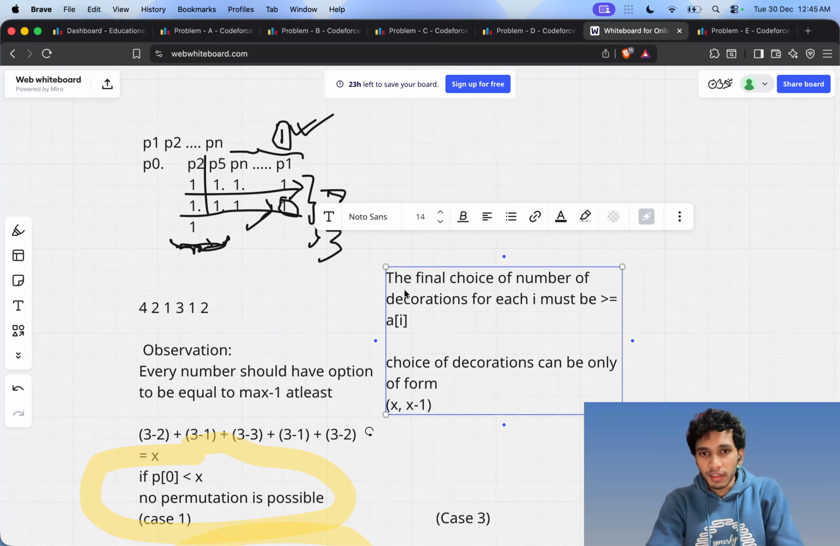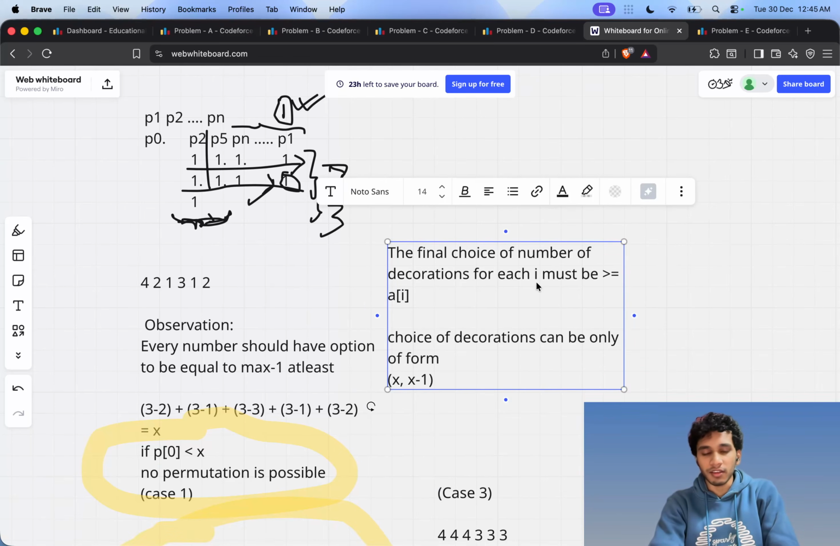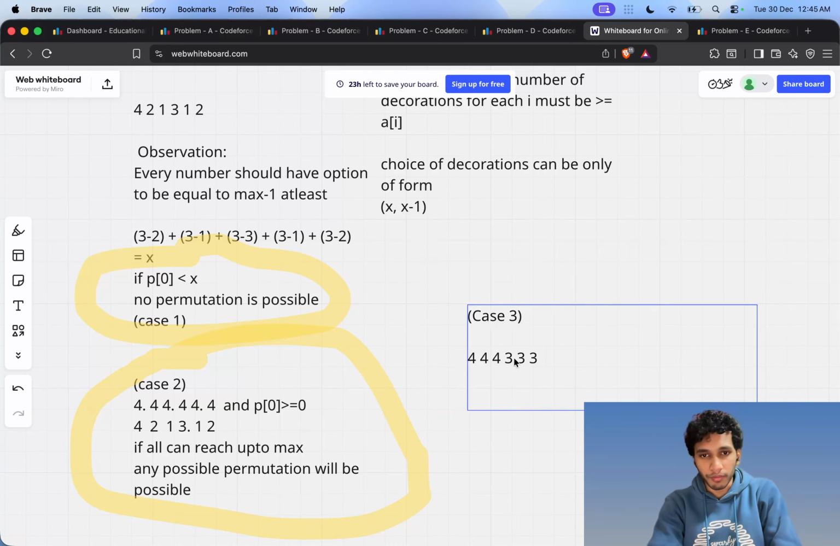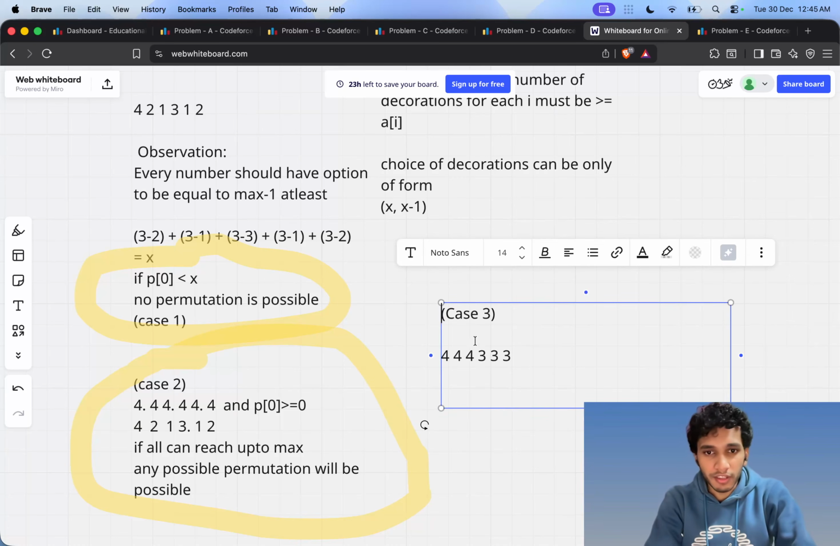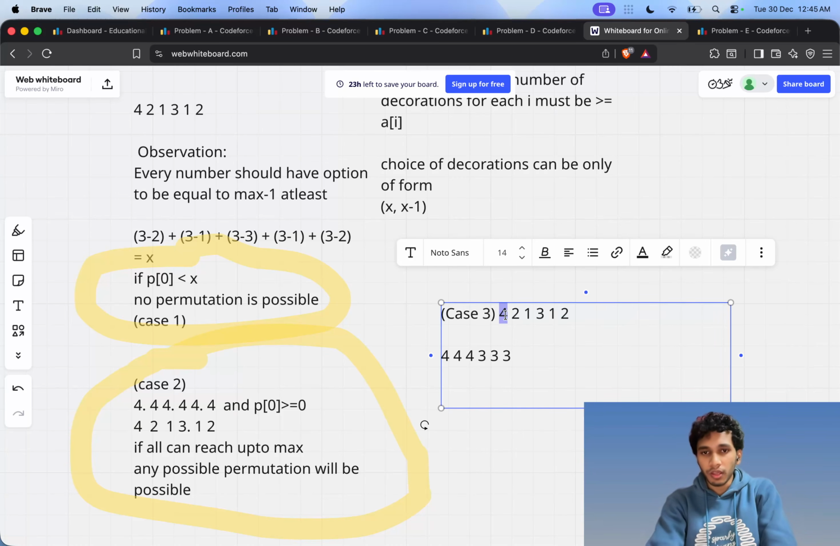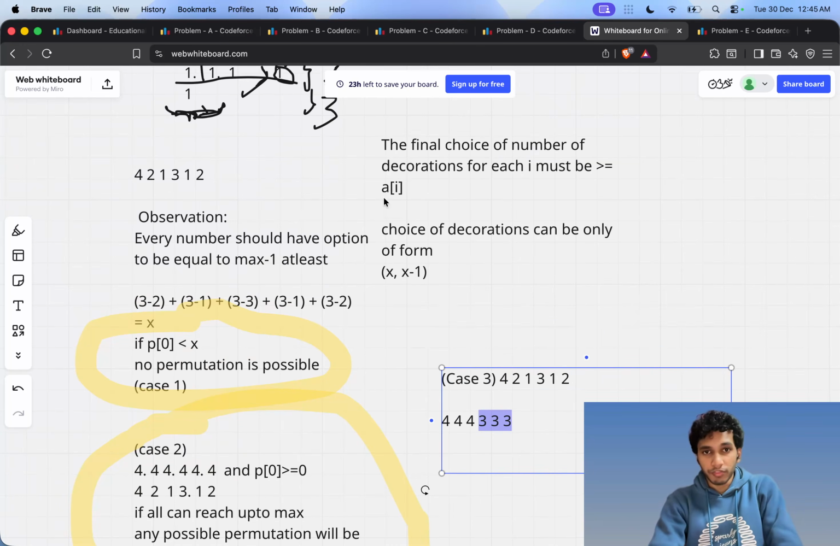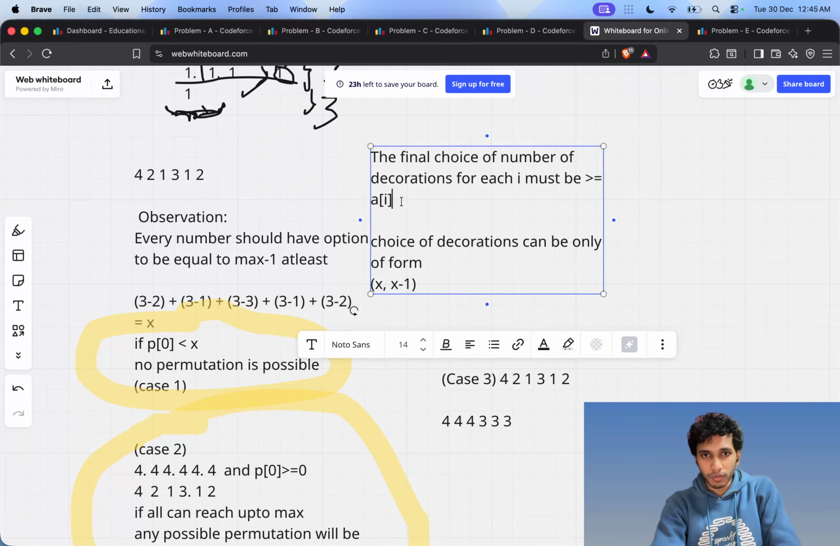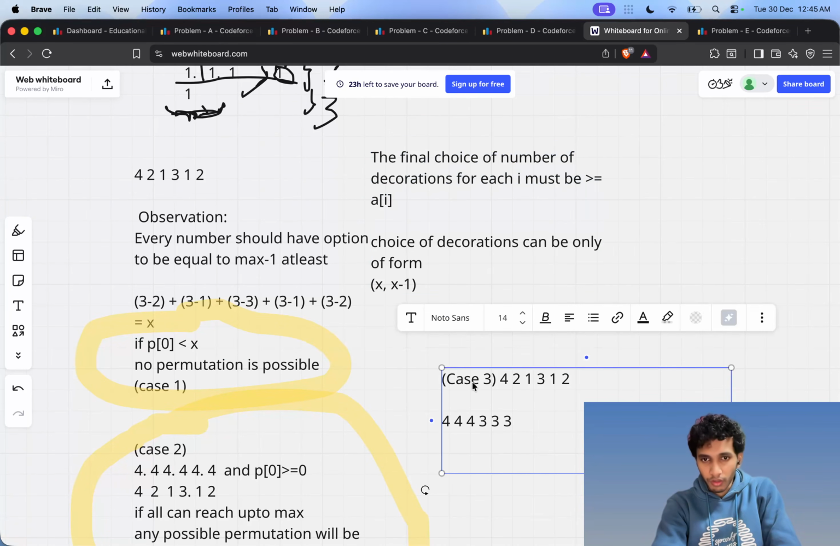Now we have a constraint that the final choice of each person should be greater than or equal to A_i. Now there are some 4s, and initially we have persons as 4, 2, 1, 3, 1, 2. This 4 can never go to this part because of this very condition. So this particular 4 must be present in this part.